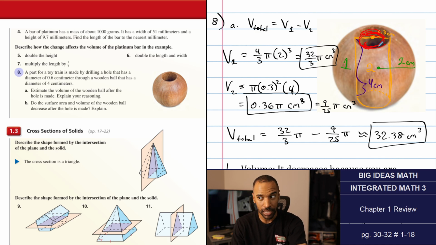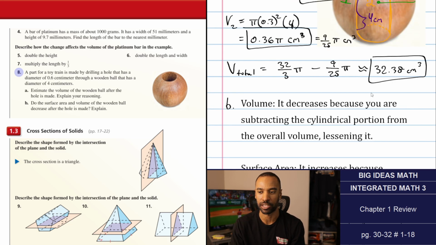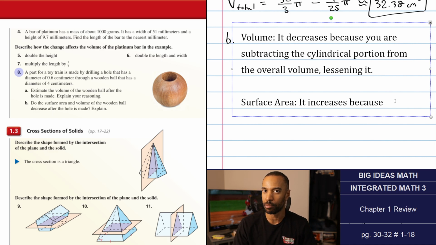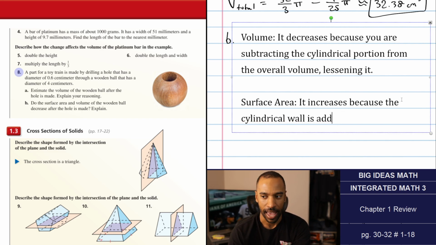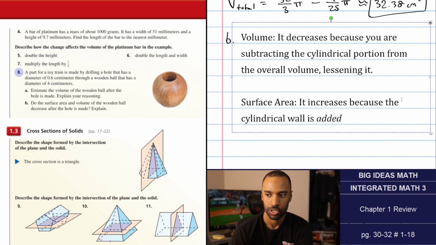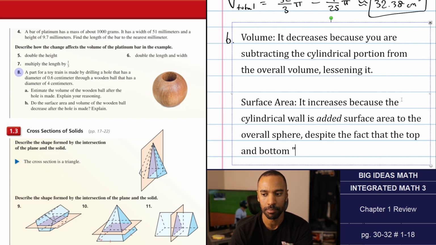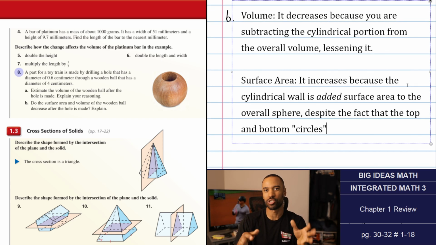And I'm guessing for this one with such a small radius and such a large height, it's going to be an increase. I mean, by saying guessing, I mean it's going to. But let's actually compute it. Now, if you want to move forward beyond this one with no computation, that's fine. But the cylindrical wall is added surface area to the overall sphere, despite the fact that the top and bottom, and I call them circles in quotation marks because they're not exactly flat two-dimensional circles, there's a little bit of sphere involved, surface area-wise.